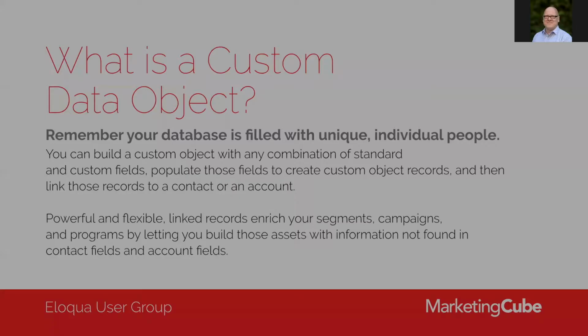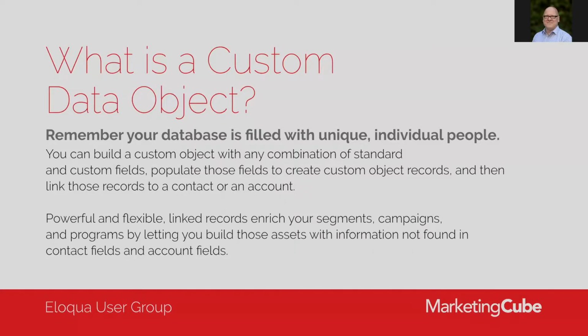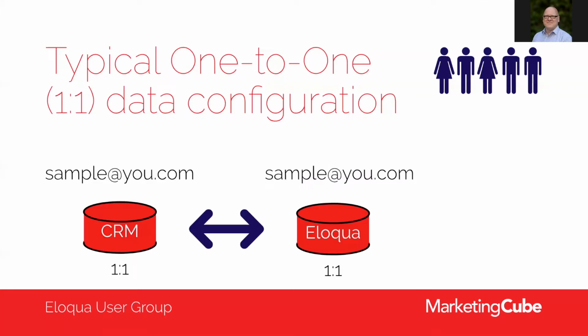So just as a little bit of a visual to help. Keeping in mind that the main reason you want a custom data object is because you have a one-to-many relationship. So what does that mean? Typically from a CRM to Eloqua, it's very much a one-to-one type of relationship. So it's the same email address, for instance.